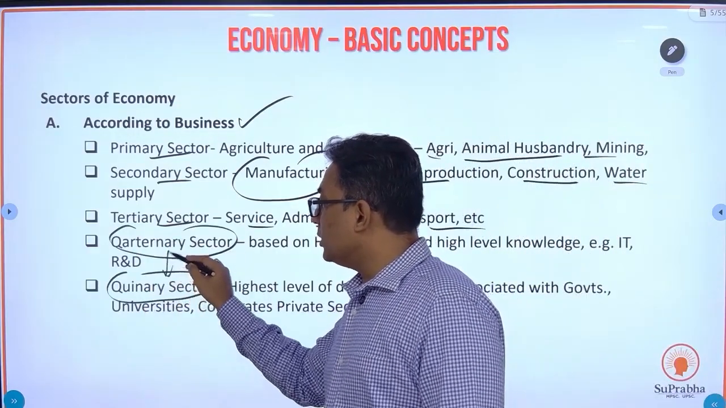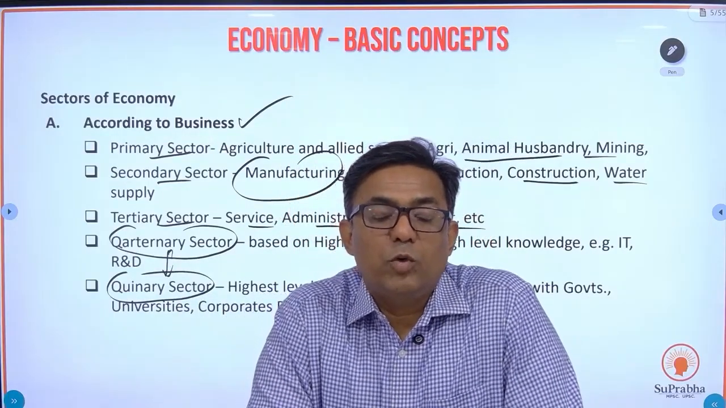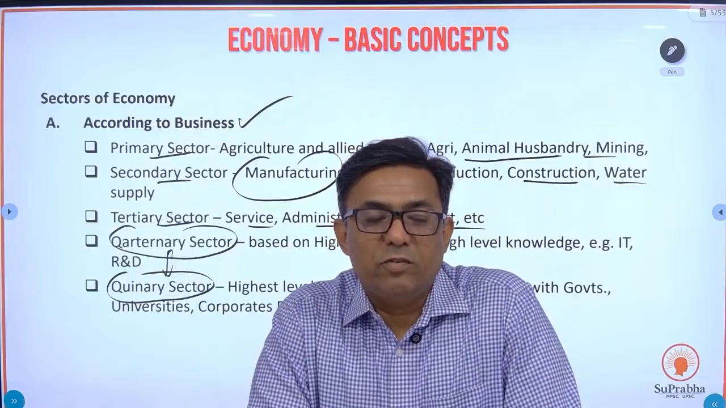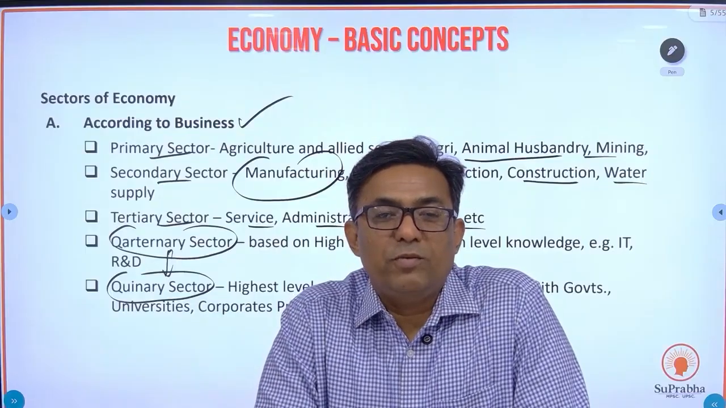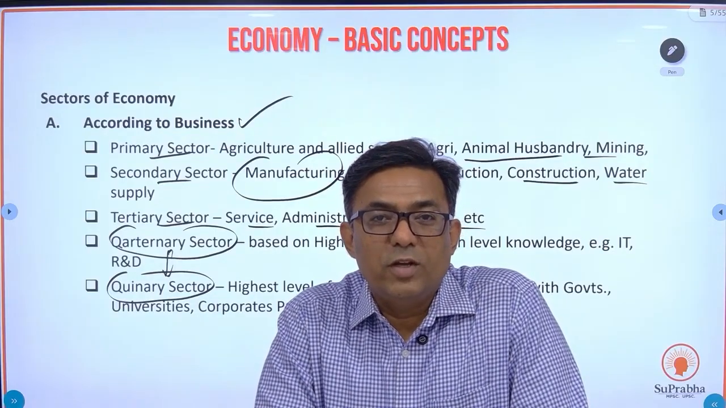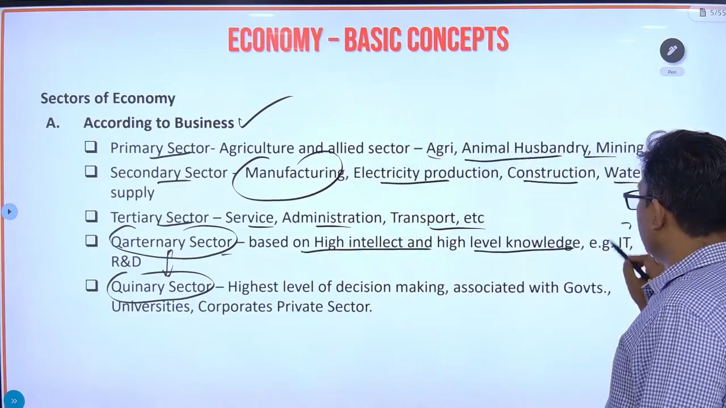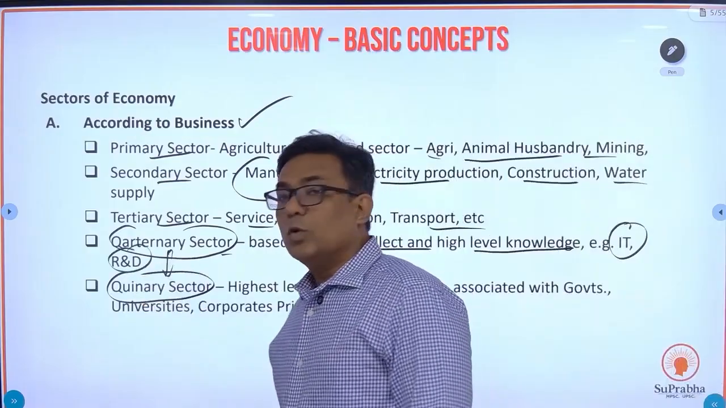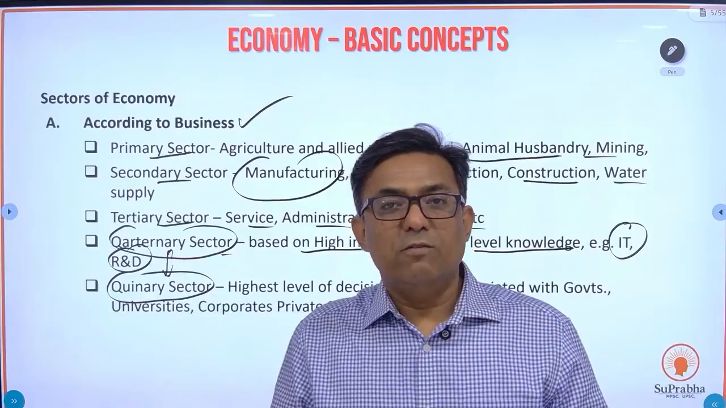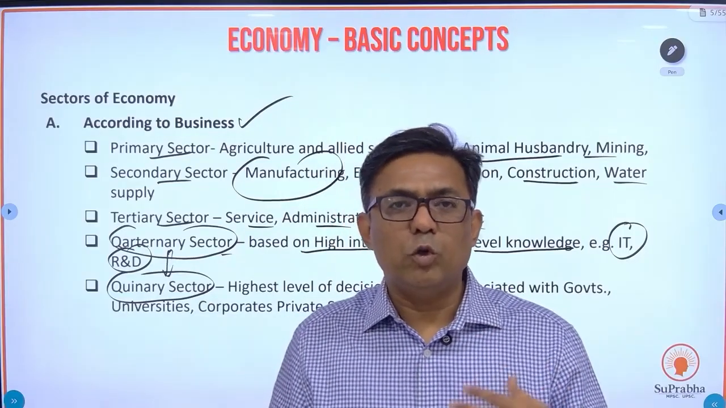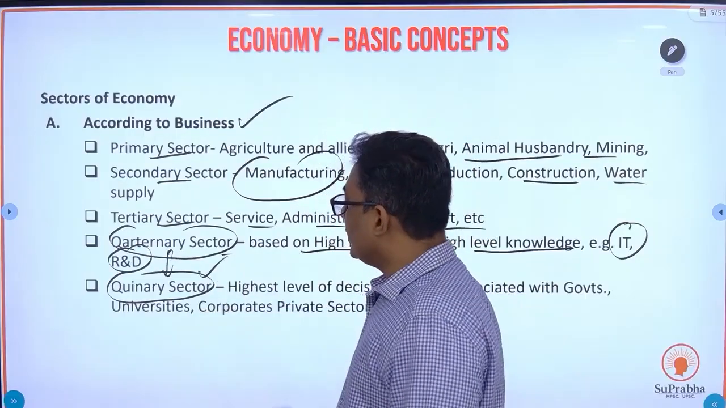Now these two sectors, please understand, the quaternary and the quinary sector. What do you mean by quaternary and what do you mean by quinary sector? These are the latest developments. Whatever research and development you have, R&D, the intellectual processes you have, that falls in the quaternary sector. So based on high intellect and a high level of knowledge, for example IT, R&D, that is going to be the quaternary sector. Fine. So you prepare some software which is going to automate certain things. That is the quaternary sector.